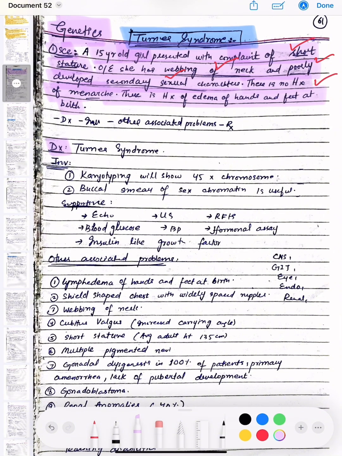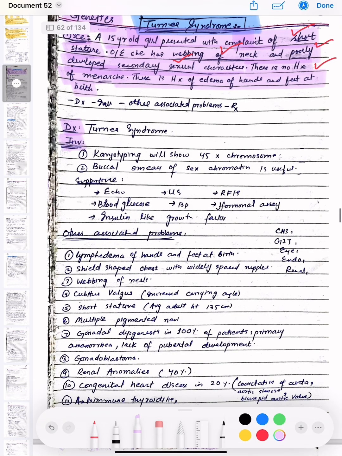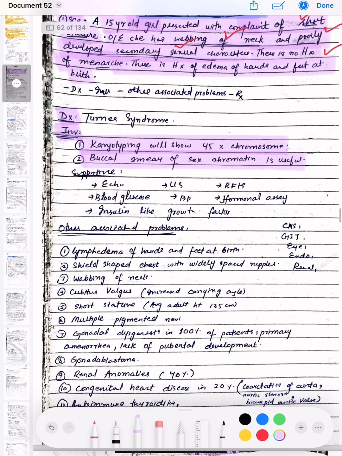Now, what are the investigation options for this syndrome? Karyotyping will show 45,X chromosomes, and a buccal smear for sex chromatin is useful. Now, the supportive investigations are echo, ultrasound, RFTs, blood glucose, blood pressure, hormonal assay, and insulin-like growth factor.